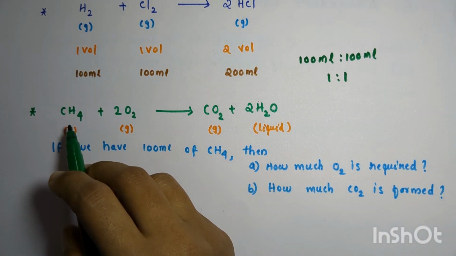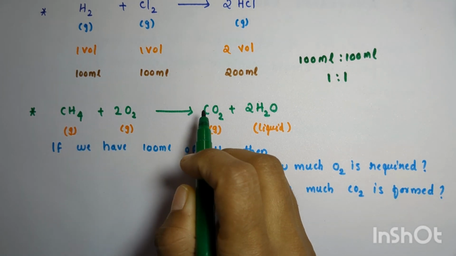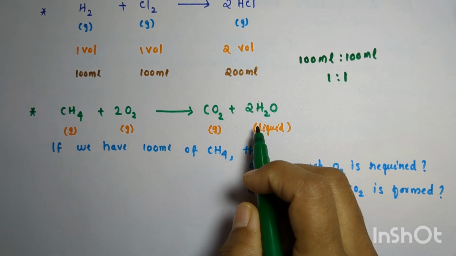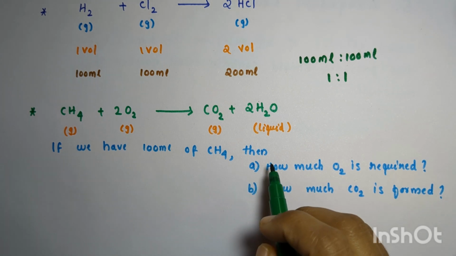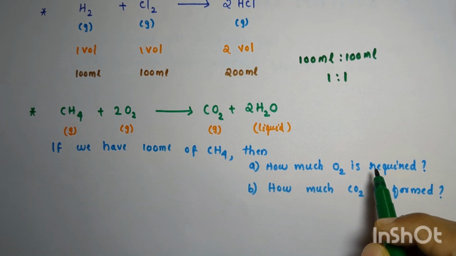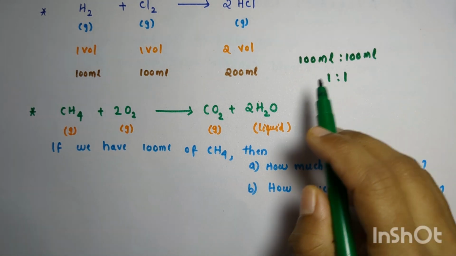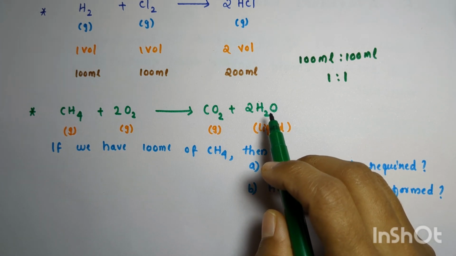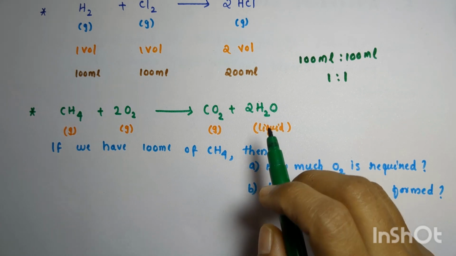Here methane gas combines with oxygen gas to give carbon dioxide gas and water, which is in liquid form. So if we have 100 milliliter of methane, then how much oxygen is required here and how much carbon dioxide is formed? How can we calculate this? See, we cannot talk about the water here because it is not in gaseous state. Why? Because this law is actually valid for gases only.